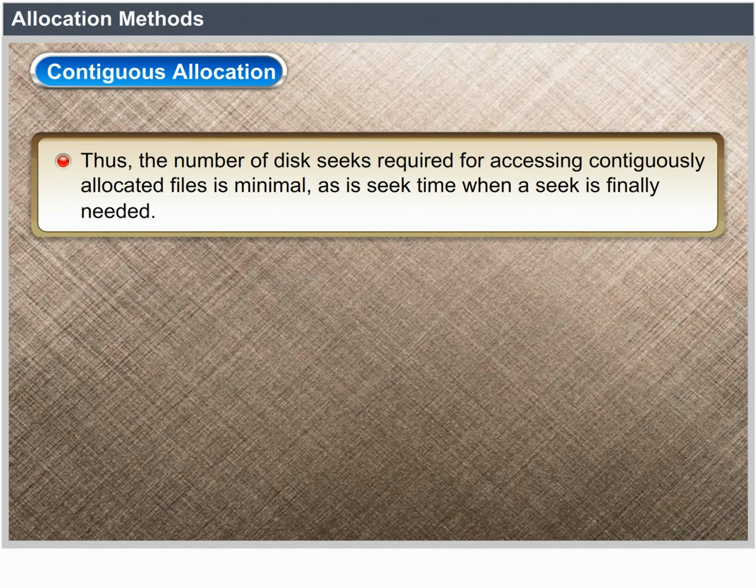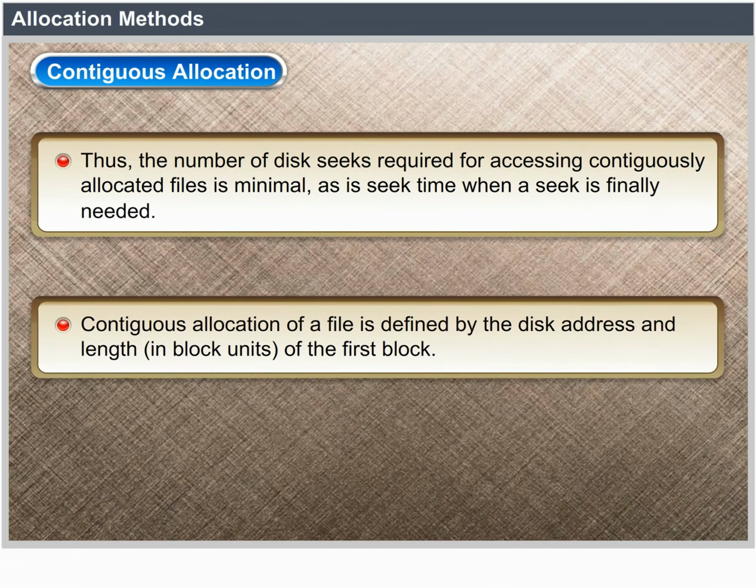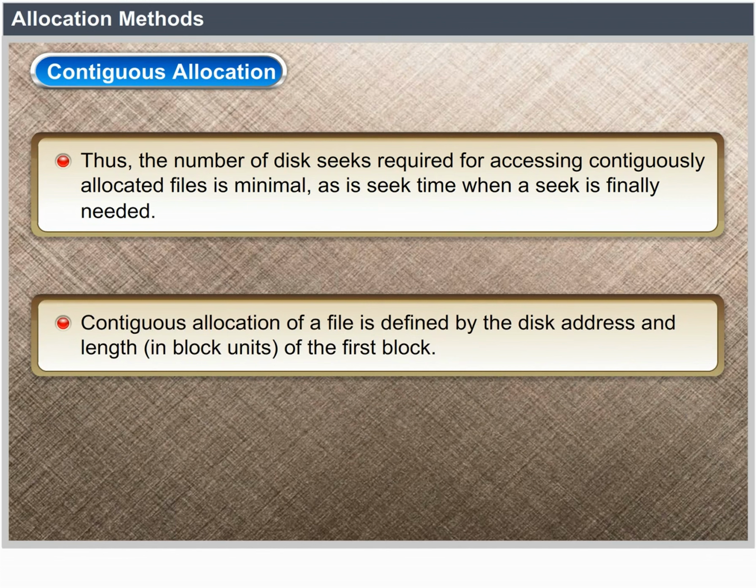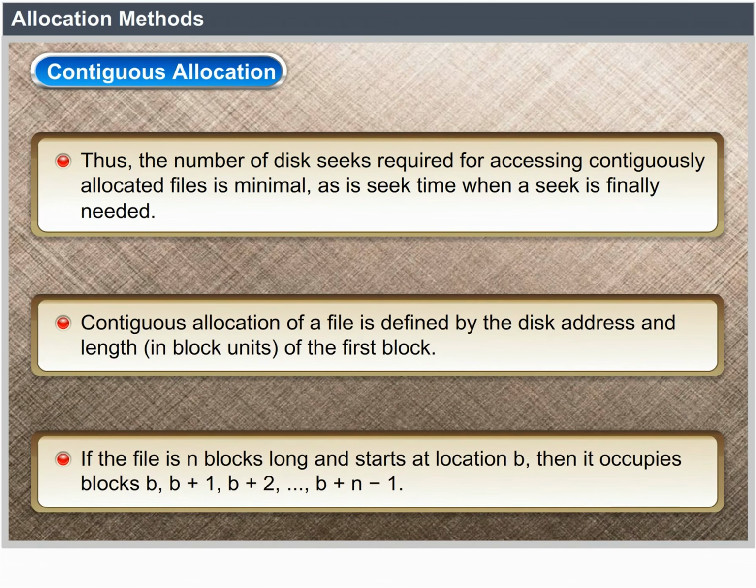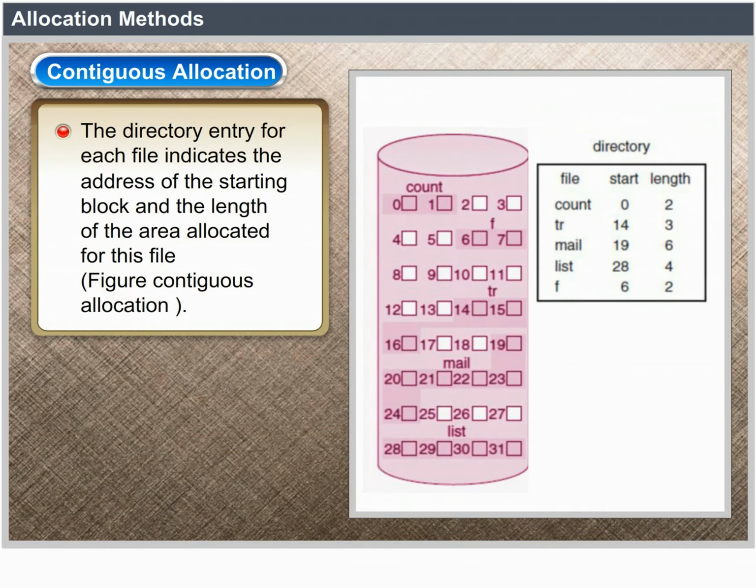Thus, the number of disk seeks required for accessing contiguously allocated files is minimal, as is seek time when a seek is finally needed. Contiguous allocation of a file is defined by the disk address and length in block units of the first block. If the file is n blocks long and starts at location B, then it occupies blocks B, B plus 1, B plus 2, and so on up to B plus n minus 1. The directory entry for each file indicates the address of the starting block and the length of the area allocated for this file. The figure shows contiguous allocation.